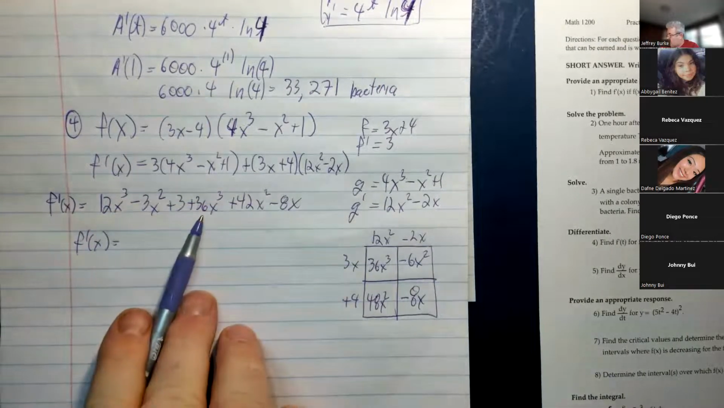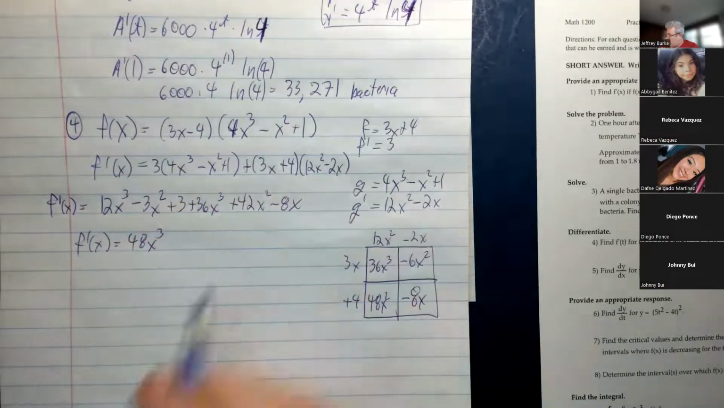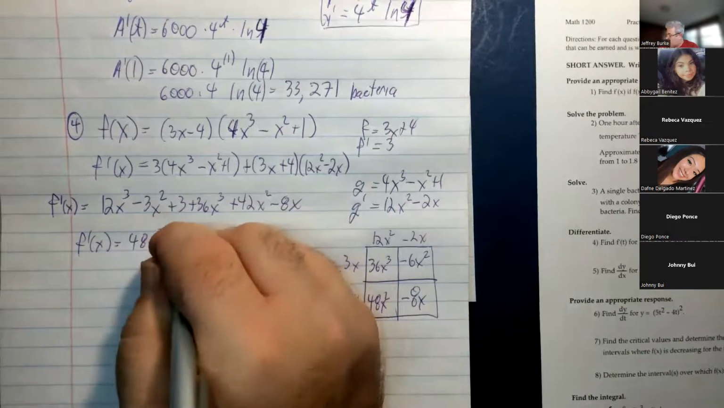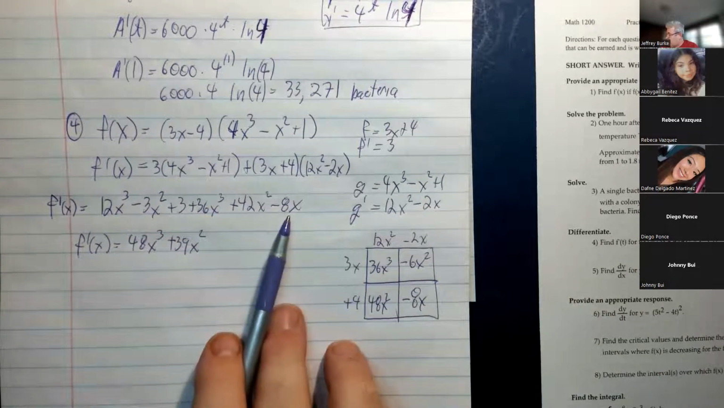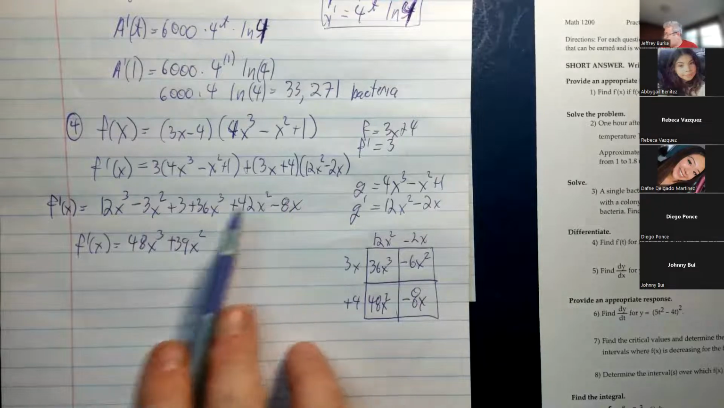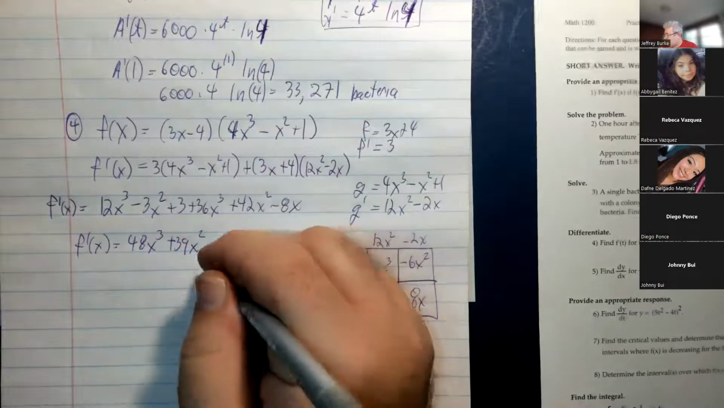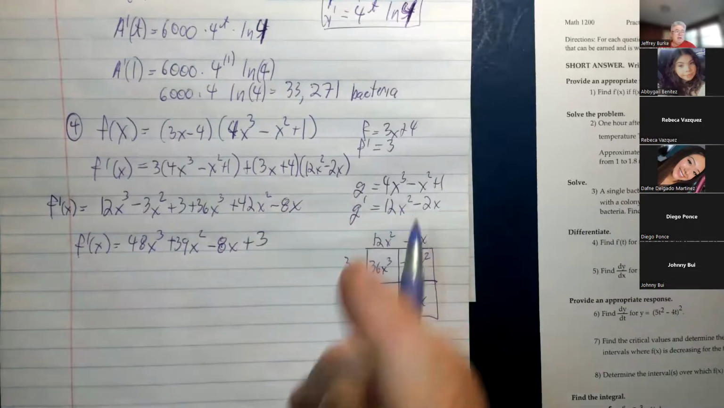12x to the third plus 36x to the third. That's going to be 48x to the third. I have 42x squared minus 3x squared. That's going to be plus 39x to the second. And then, oh yeah, there's a negative 8x and this is plus 3. Okay, so these don't combine, so we just put these on as negative 8x and plus 3.